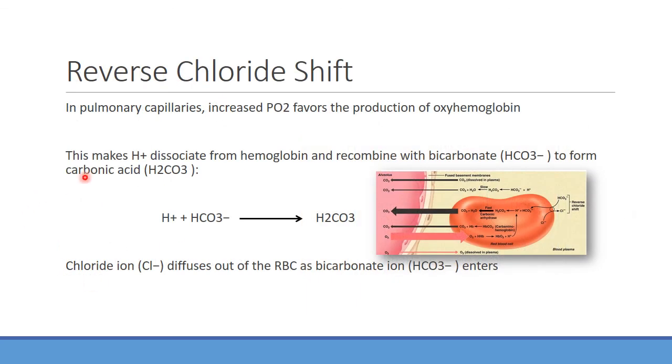Okay. When you get up to the pulmonary capillaries, we're going to have the reversed effect happen, where you're going to want to get rid of the CO2. Increased PO2 favors the production of oxyhemoglobin, as we mentioned before. This is going to make the hydrogen ions dissociate from the hemoglobin. They recombine with bicarbonate, and then carbonic anhydrase converts it back into CO2. Once it's CO2, the chloride can diffuse out as the bicarbonate enters, and then you can get rid of the CO2 eventually.